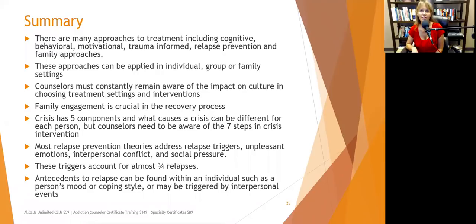Most relapse prevention theories address relapse triggers, unpleasant emotions, interpersonal conflict, and social pressure. These triggers account for almost 3/4 of the relapses. So these are those general factors that we were talking about: unpleasant emotions, interpersonal conflict, and social pressure. Antecedents to relapse can be found within an individual, such as the person's mood or coping style, or may be triggered by interpersonal events. So we need to really talk to a person about what triggered your prior relapses or what triggers your cravings, and look at individualizing their plan.